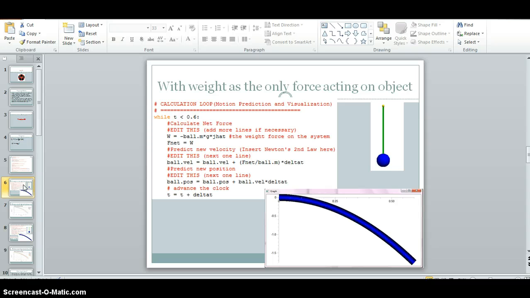Since we are assuming that the net force is only due to the Earth's gravitational pull, the weight, we need to translate W equals negative mgj into computer code. We did that by changing the line to what you see here, Fnet equals W, because again, the weight force is the only force that is affecting the object. When you run the program, you see this here. The visualization is correct, and the plot seems like a close match.